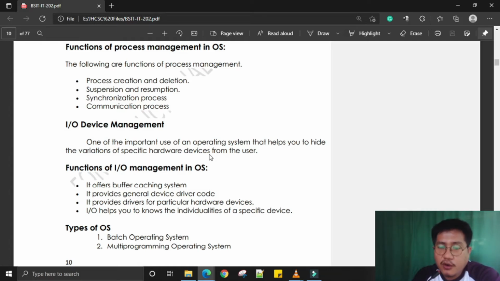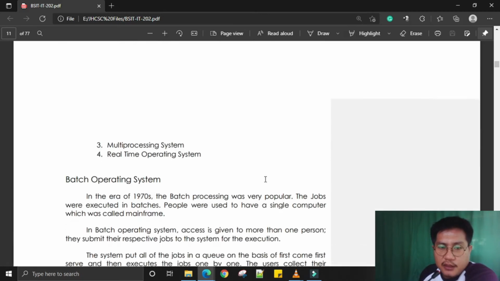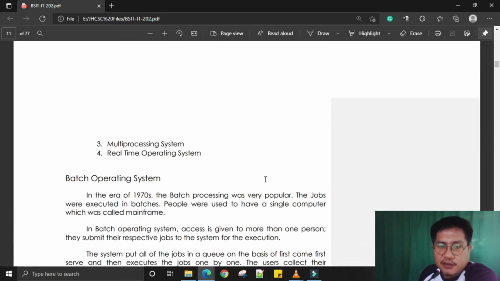So your operating system, especially the I/O management, will cater those drivers. And as for the operating system, we have different types of operating system. So we have the batch operating system, the multiprogramming operating system. We also have the multiprocessing system and the real-time operating system.